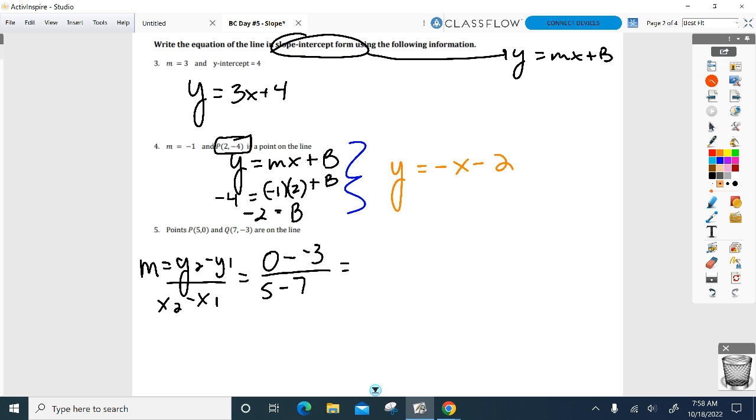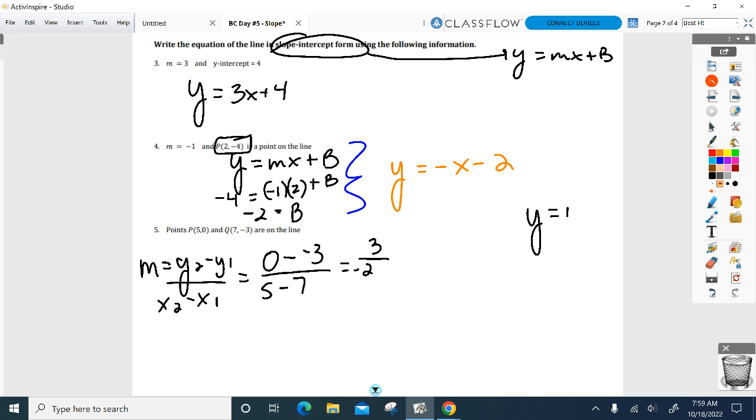That'll be what on top? 3 over, what do we have on the bottom? Negative 2. So 3 over negative 2 for your slope. Leave it like that. So I got the slope. Now you need the y-intercept. Same exact way we found it in the last problem.